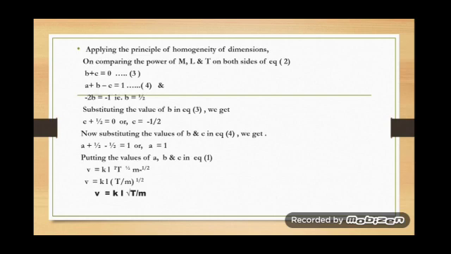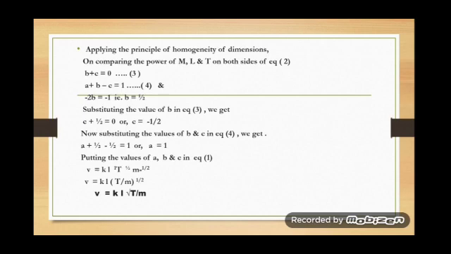Now we will substitute the value 1 by 2 in equation number 3, b plus c equal to 0. What we get? In the place of b, we will put 1 by 2. 1 by 2 plus c equal to 0, or c is equal to minus 1 by 2. That is, we get the values of b and c.